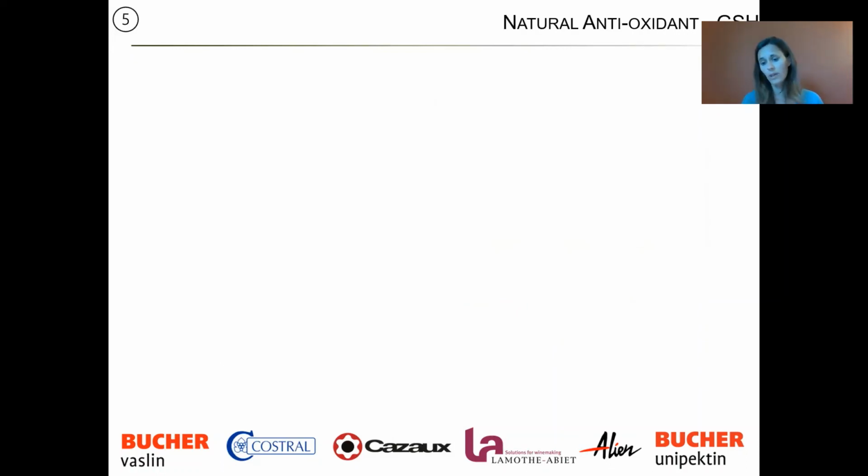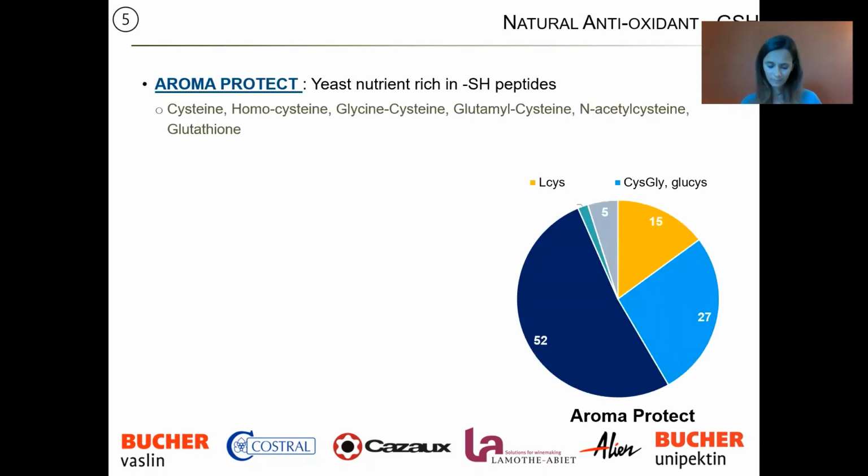We saw it together that glutathione is a very good trap of the quinone that really blocks the quinone on the side, and the quinone is not available to react with other compounds. So that's what we are trying to do here.